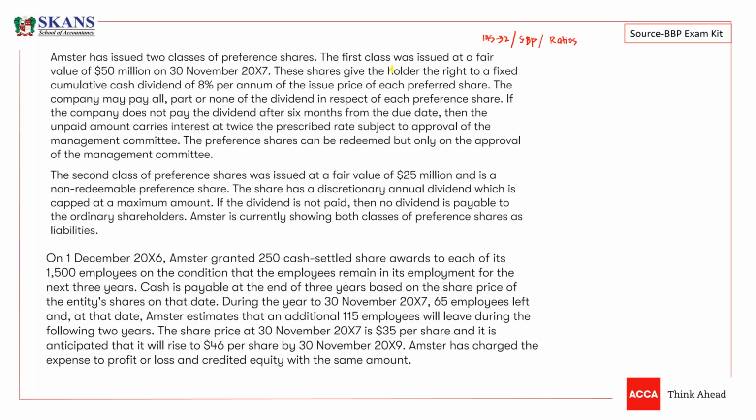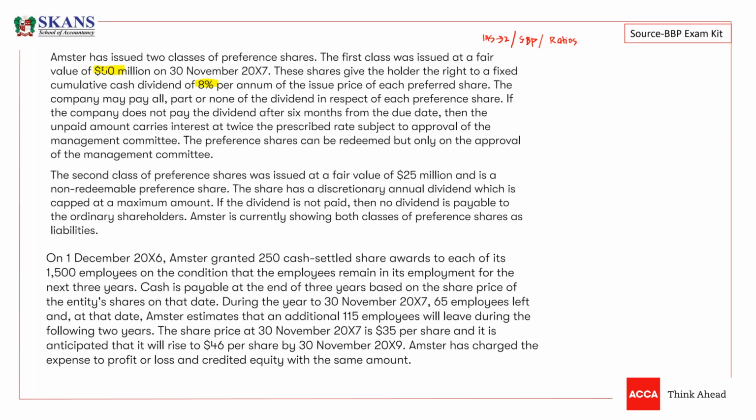The share gives the holder the right, this is important, to a fixed cumulative cash dividend of 8% per annum of the issue price for each preference share. It means you have to pay 8% of 50 million to the holders. Holder has the right that you have to pay 8% to them. So if you have an obligation to pay 8%, it seems that it is a liability. Till now, it seems that it is a liability, but let's see what is written in the next lines.